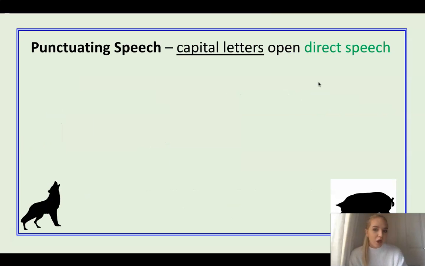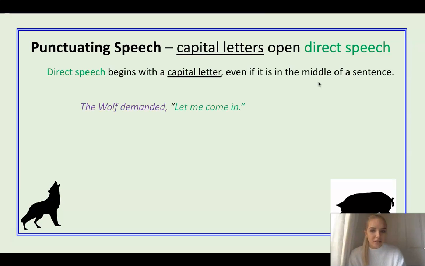Another rule that we need to know when we are looking at punctuating speech is that capital letters always open direct speech. So direct speech, like here in green, always begins with a capital letter, even if this direct speech is in the middle of your whole sentence. So you can see here, the wolf demanded, let me come in. But this let has a capital L at the start of it, even though it's in the middle of your sentence. It's the start of your direct speech. So it means it's the start of something that somebody is saying. So it always requires a capital letter.